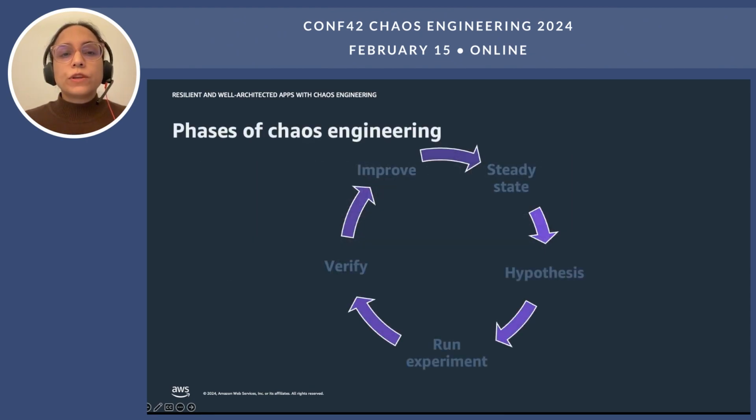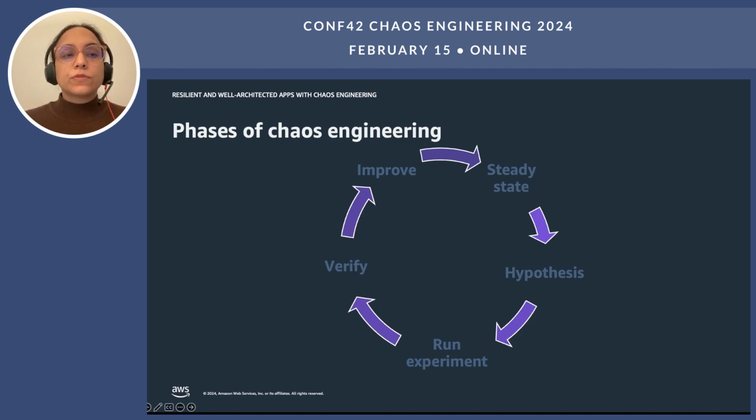It is also very important to understand that chaos engineering is not about breaking things randomly without purpose. It is about breaking things in a controlled environment through well-planned experiments in order to build confidence in your application and tools you are using to withstand turbulent conditions.